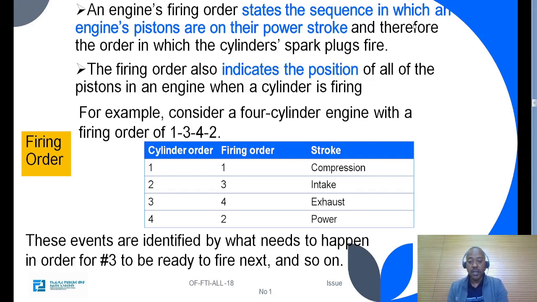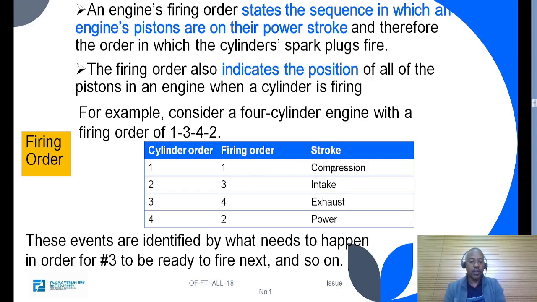For example, consider a 4-cylinder engine with a firing order of 1, 3, 4, 2. The cylinder order is 1, 2, 3, 4, but the firing order is 1, 3, 4, 2. These events are identified by what needs to happen in order for number 3 to be ready for the next fire, and so on.